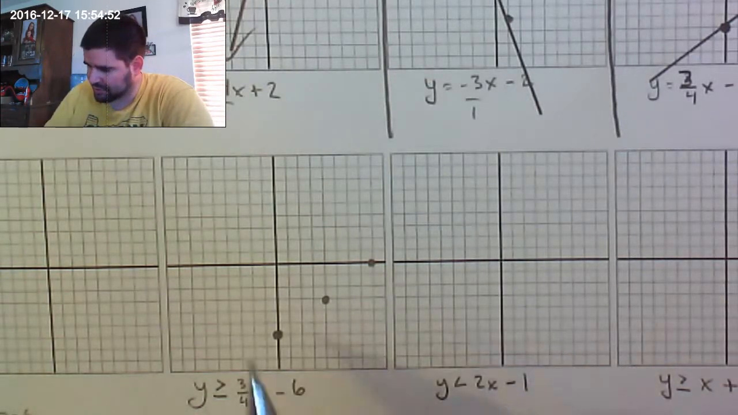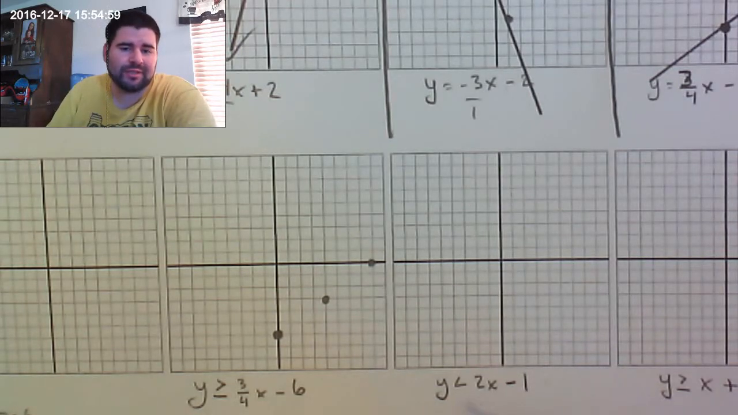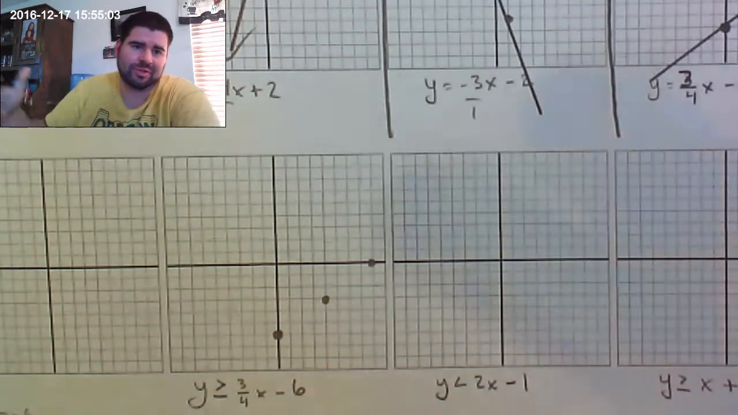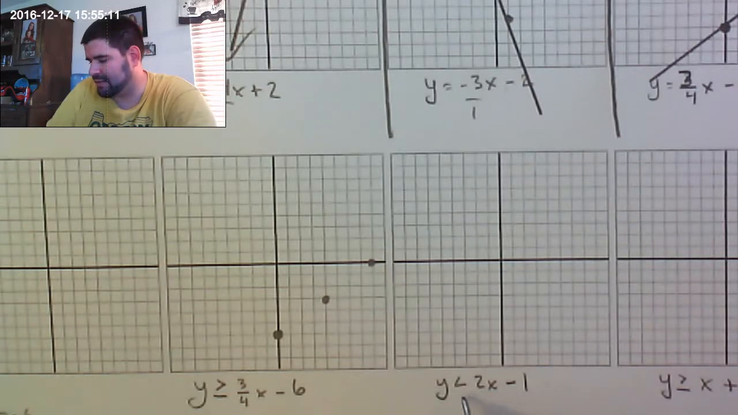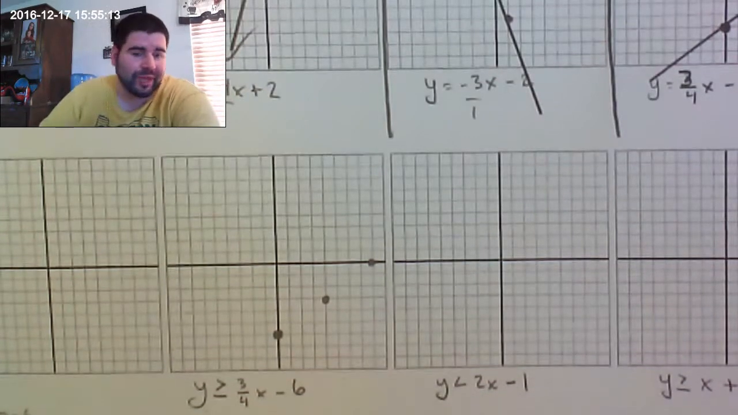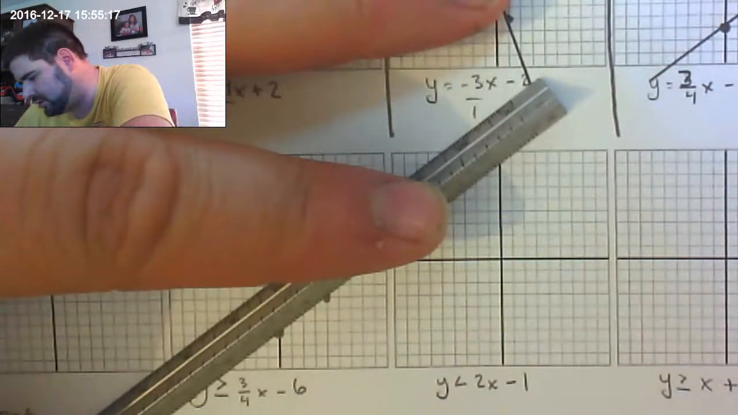So I'm going to have a solid line here. This one, I am going to have a dotted line. And that means the solution is not on the line. It's outside of the line. And this statement is only made true by points that are going to be less than this side. So that's what we need to look at. We'll talk about it when we get there. This is solid.